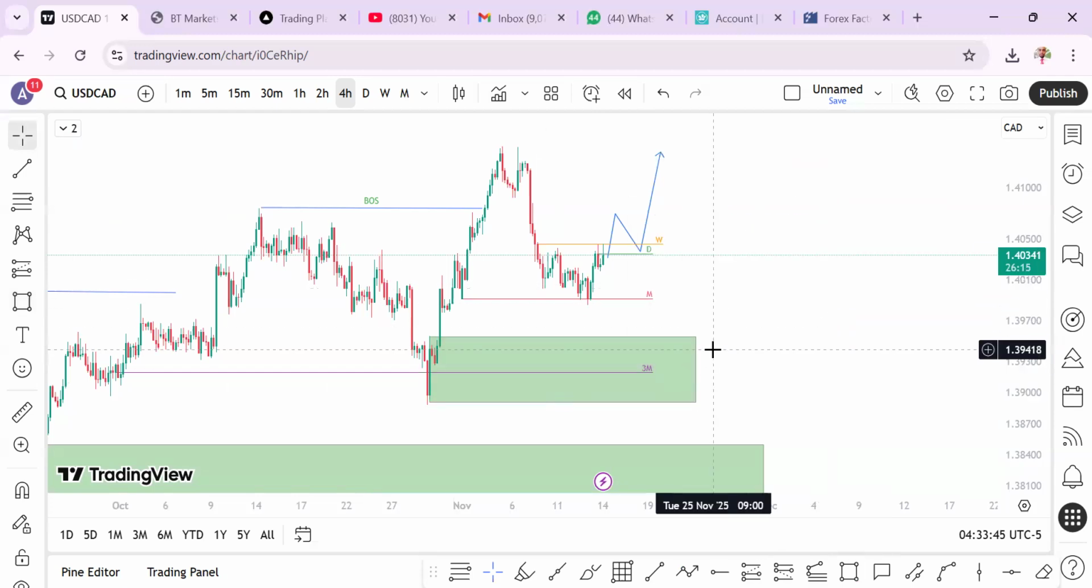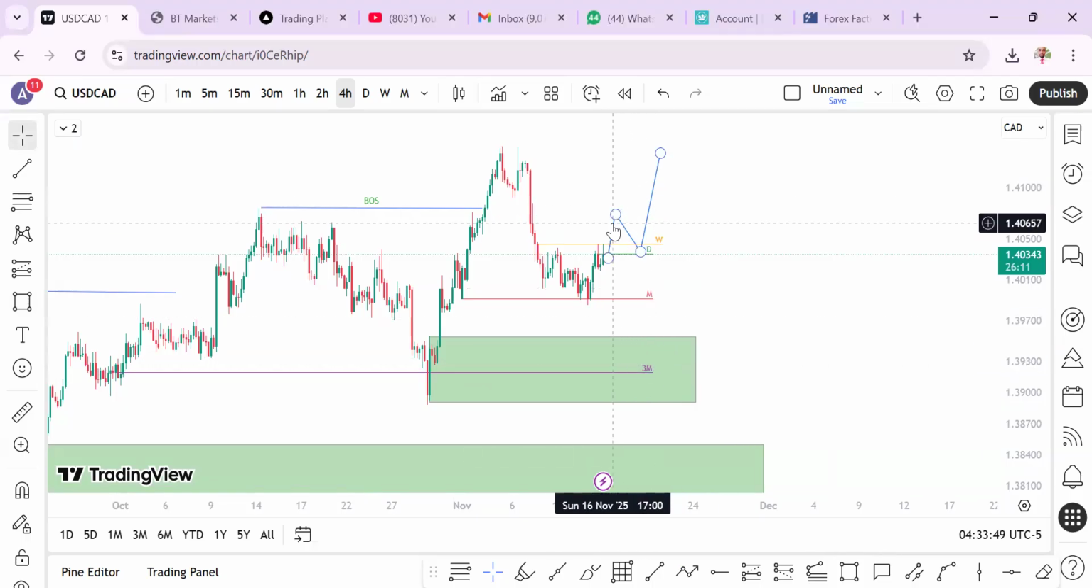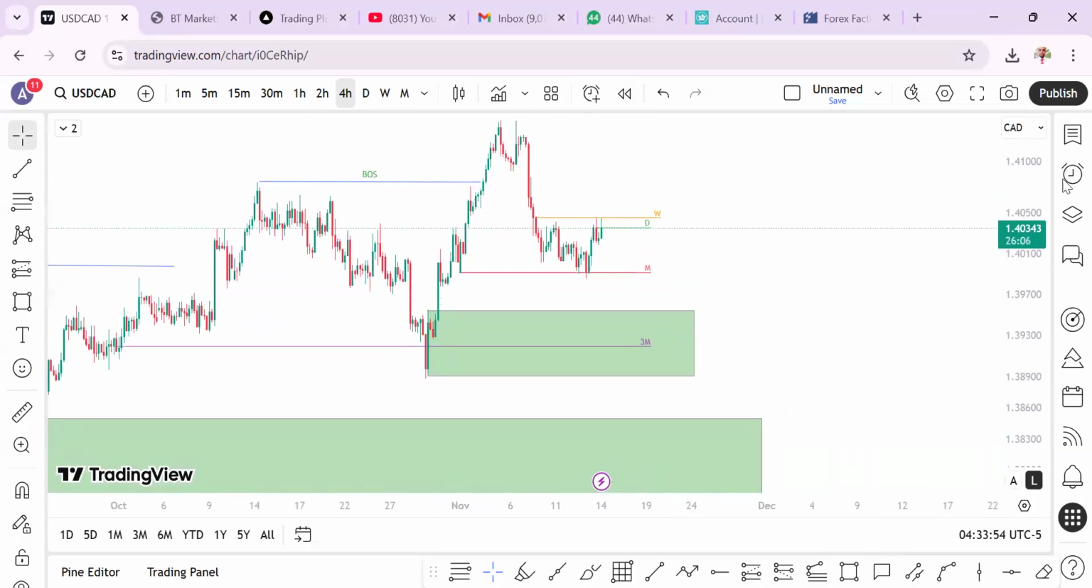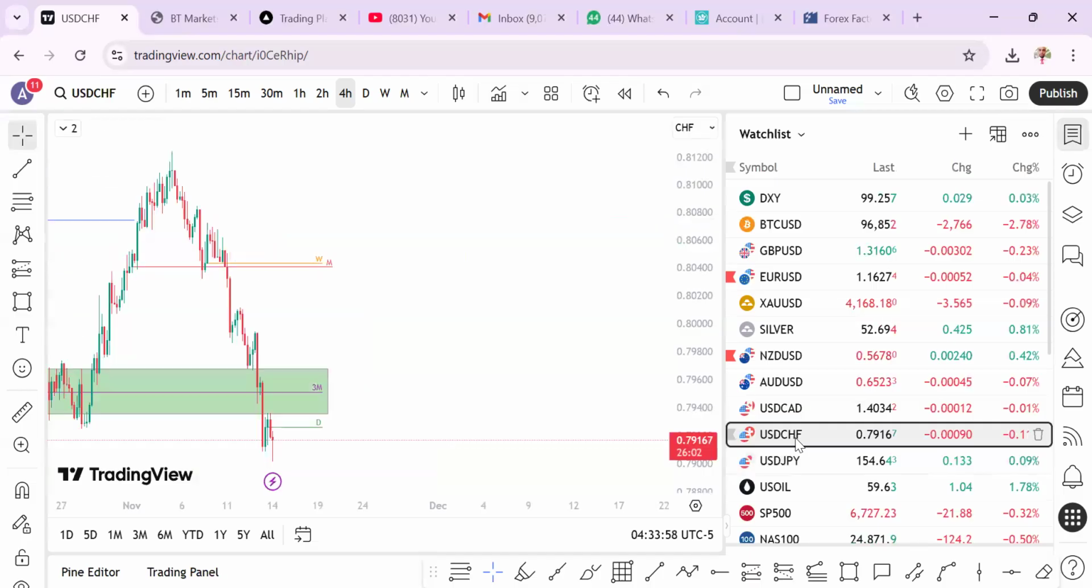So that zone is not bad. It's why this 3 month open. That is a zone I love. I would love to buy CAD from there, so I'll put my eyes on it. USD CHF.